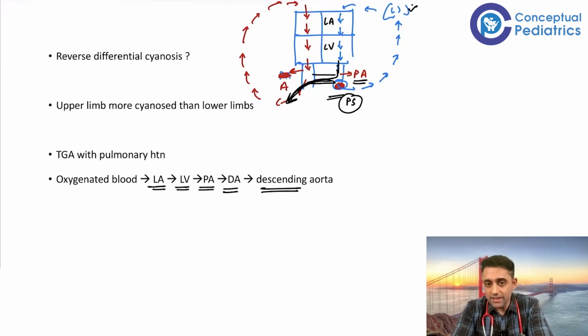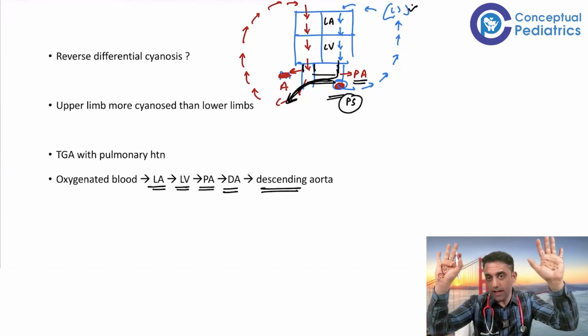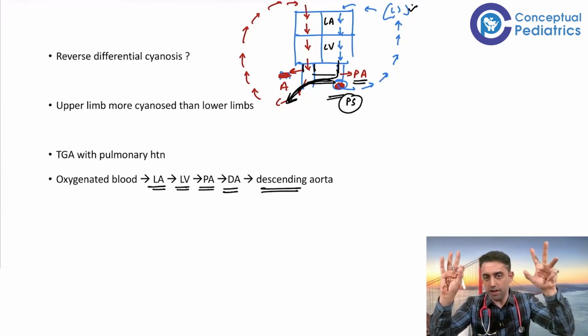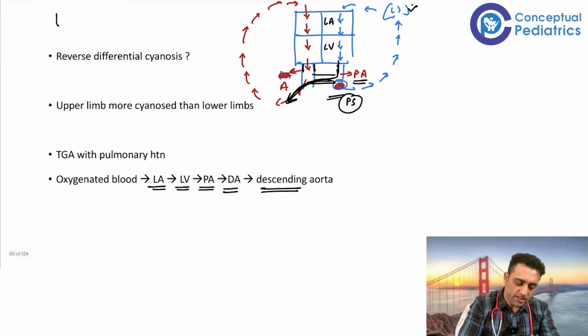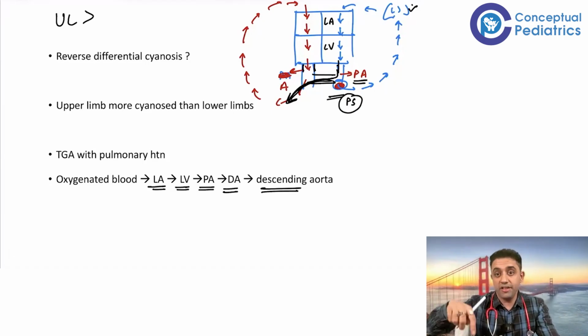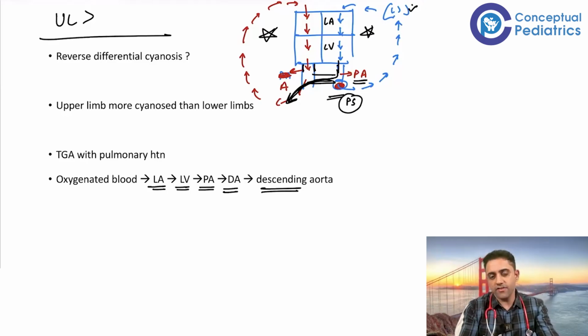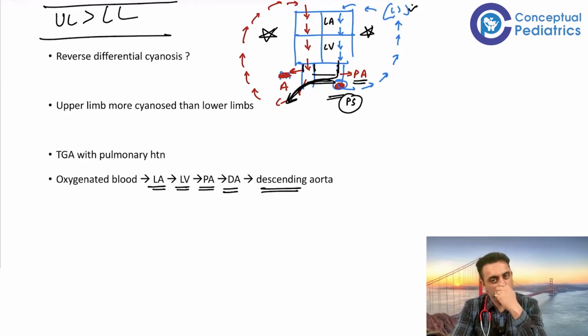Now, very importantly, in this case the upper limb will be more blue. The aorta, before meeting the PDA, has already met the right upper limb and left upper limb. So the upper limbs are very badly blue. After that, when the aorta meets the PDA, the PDA is now bringing the fresh blood from the left to the right. So naturally, the upper limb will be more blue than the lower limb, that you should know.